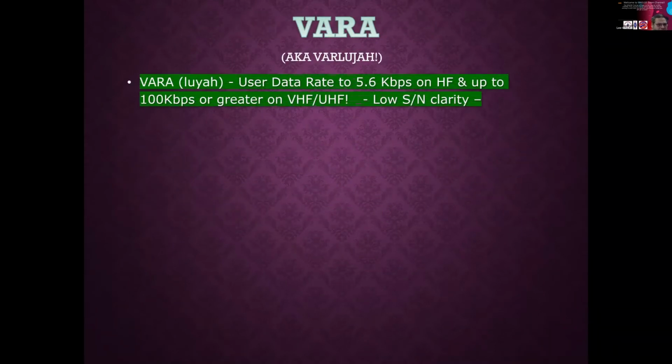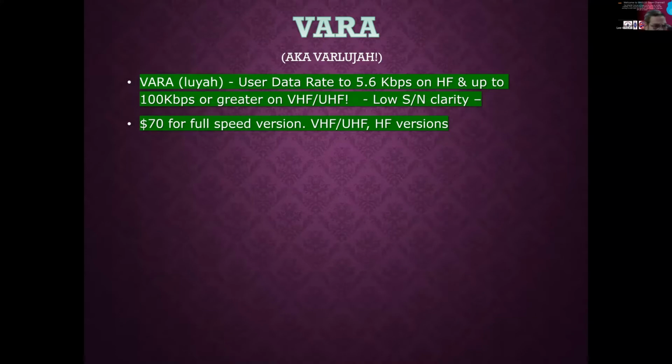I know that's funny. User data rate up to 5.6 kbps on HF, and believe it or not, up to 100 kbps or greater on VHF and UHF with great clarity with low signal to noise ratio. One of the downsides of it, it's $70 for the full speed version. You get 2 versions, the VHF/UHF, which is called VARA FM, and the HF version, which is called VARA HF.